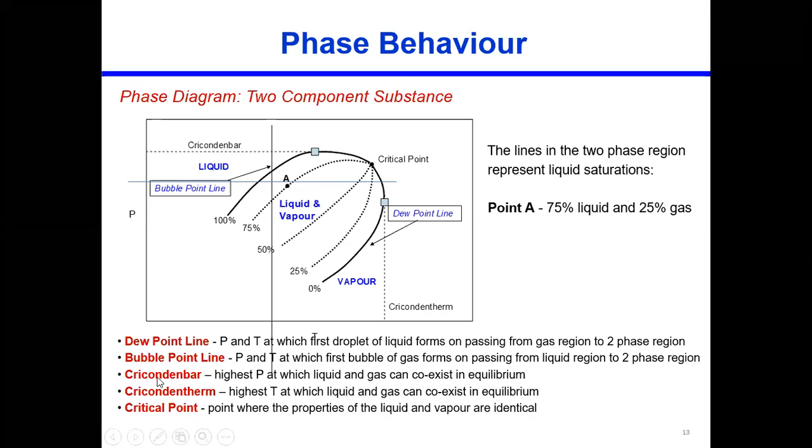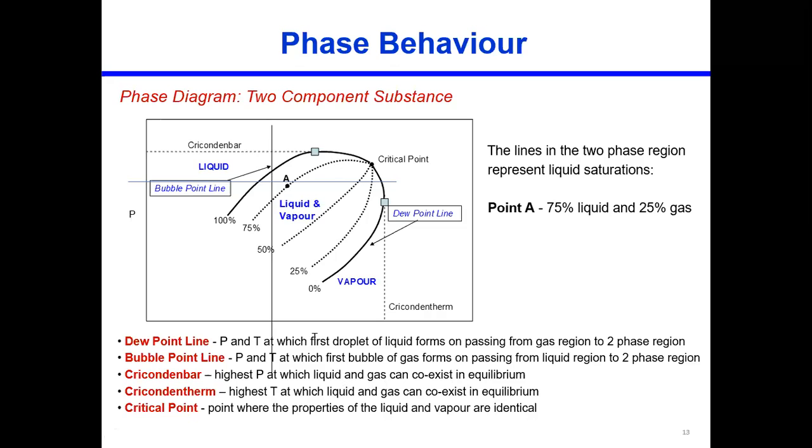Then further, we have the cricondentherm and cricondenbar. This is the highest pressure, cricondenbar. Bar already represents the pressure. It is the highest pressure at which liquid and gas can coexist. I mean, above it, it will change its phase. It converts to the gas and so on. And this is the maximum temperature at which the phases can coexist in equilibrium. So we always define all of them, and we define our reservoir situation.